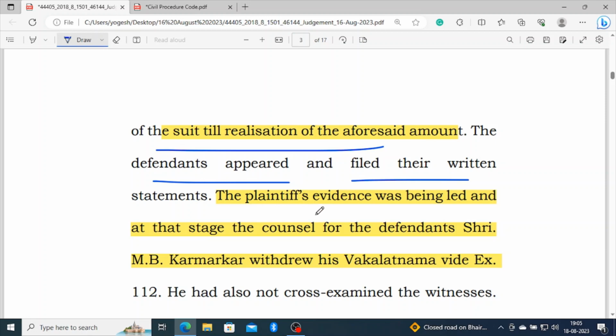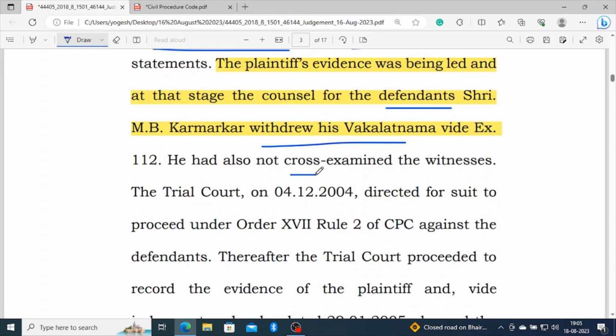And when the plaintiff evidence stage came, the defendant counsel named so and so withdrew their vakalatnama, and did not cross-examine the witness. So when the case was fixed for the plaintiff evidence, the defendant counsel withdrew the vakalatnama, resulting in the plaintiff witnesses not being cross-examined. So the trial court on so and so date directed the suit to proceed under Order 7 Rule 2 of CPC that we have discussed.